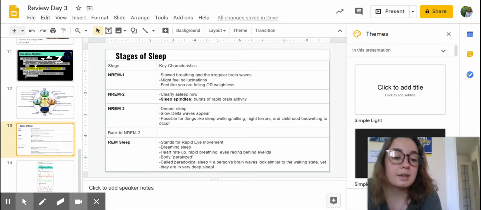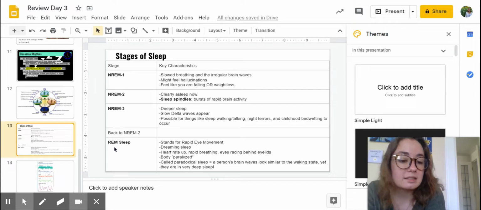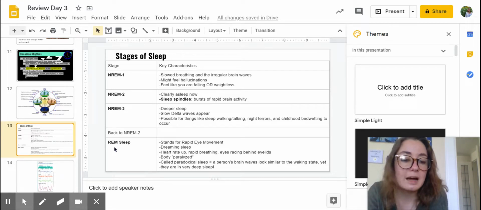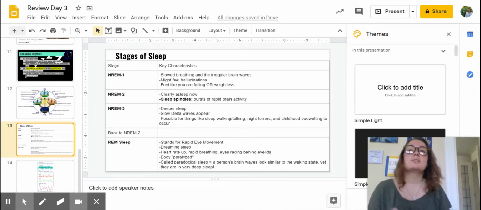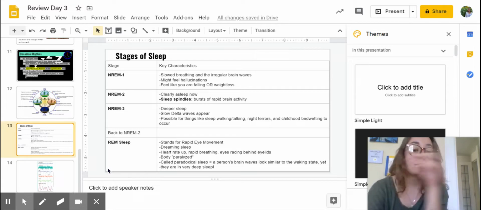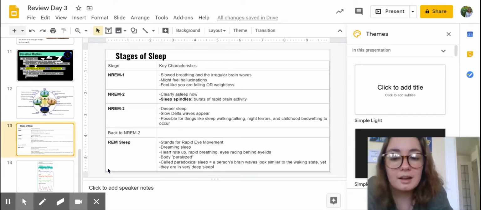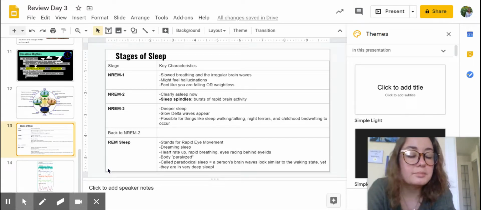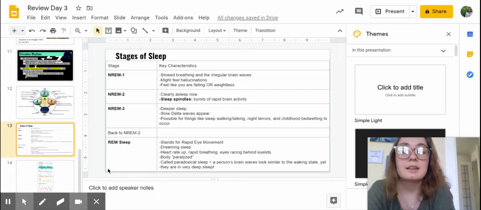Then the big stage you'll hit is REM sleep. And this one's probably the most important one to know for AP. They like to ask about it. REM sleep stands for rapid eye movement. That is because if you were to lift up the eyelids of someone during REM sleep, you would see their eyes darting back and forth. This is when your dreaming sleep happens.